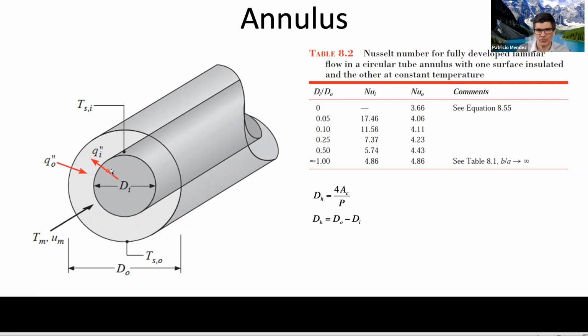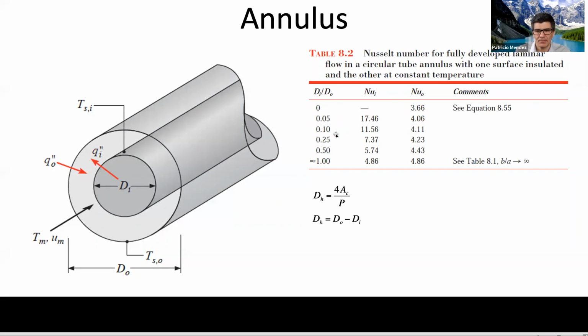In this case, for table 8.2 here, if you choose heat flux outside, it means inside is insulated. If you choose inside, it means that outside is insulated. And each of these is going to have a Nusselt number attached to them. And here it tells us that if Di is 0, meaning it's a normal pipe, we go back to our 3.66, right? They are assuming the pipe is at constant temperature. So 3.66, this is the outside.